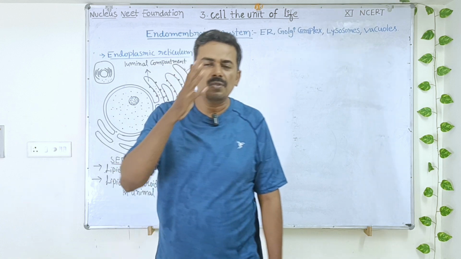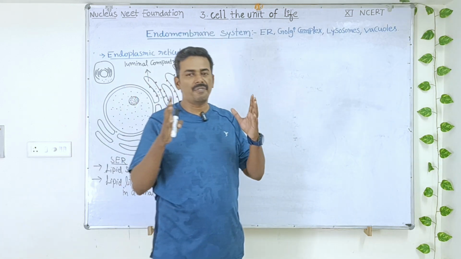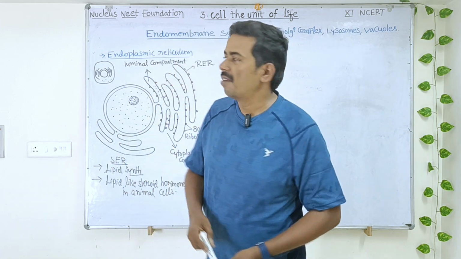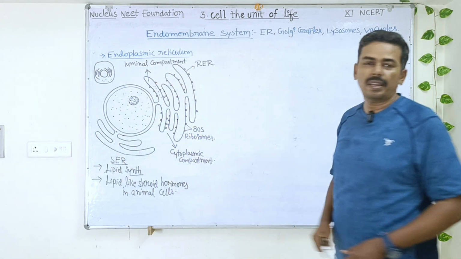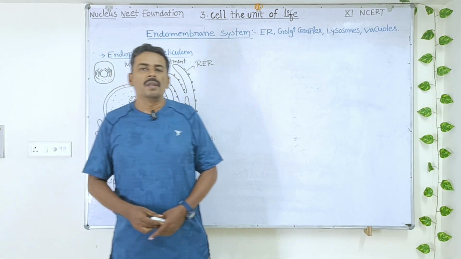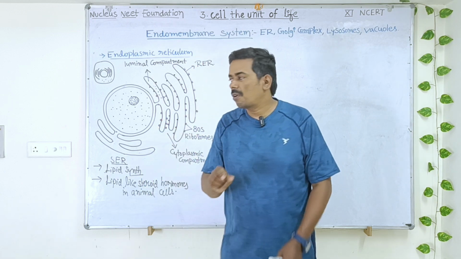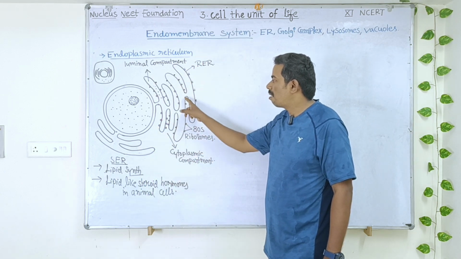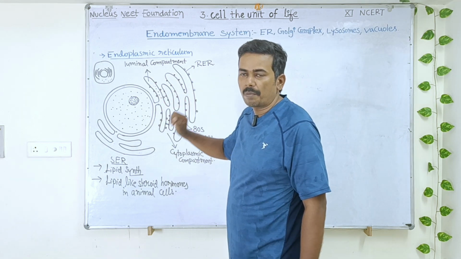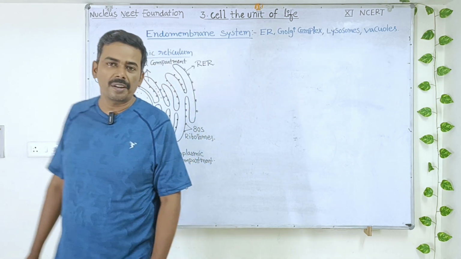So why only these four cell organelles? Because these four cell organelles work in a coordinated fashion. That's why they form the endomembrane system. First let us discuss endoplasmic reticulum. What is endoplasmic reticulum? Endoplasmic reticulum is a fine tubular network which is scattered inside the cell in the cytoplasm. We call this cell organelle endoplasmic reticulum.